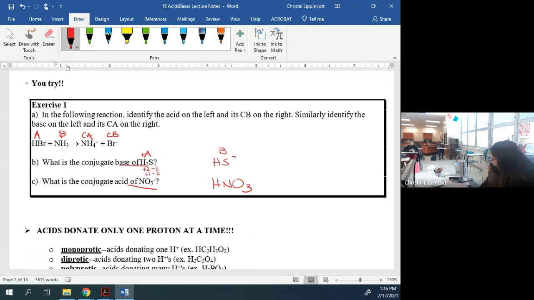Figure that one out? Okay, did you get HNO3? No charge, right? Because we added a plus charge in, which took that negative away.